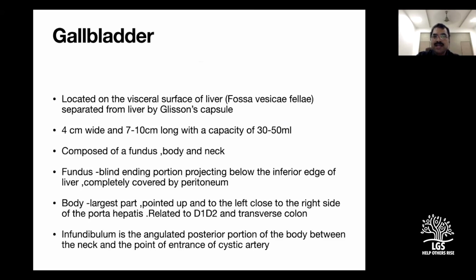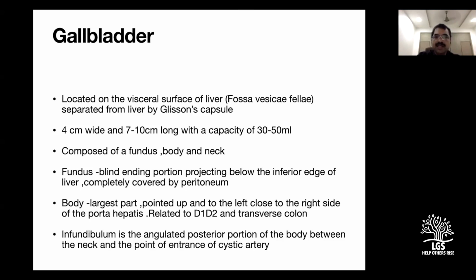But usually it has a capacity of 30 to 50 ml, and it can increase up to 300 to 500 ml when there is biliary obstruction or when there is obstruction of the cystic duct forming a mucocele. So you can see a very large gallbladder in patients with a mucocele. Before rupture, it can collect up to 500 ml. So it is composed of a fundus, body, and neck. The narrow part of the body with its junction to the neck is known as the infundibulum.